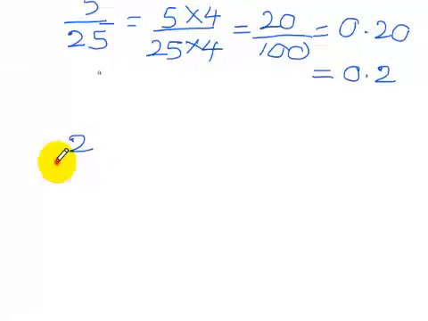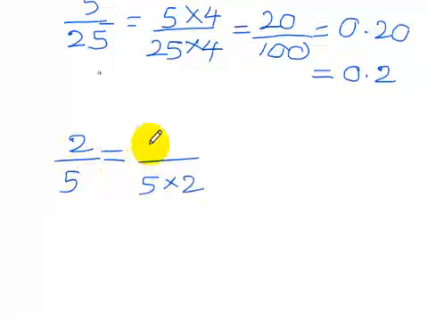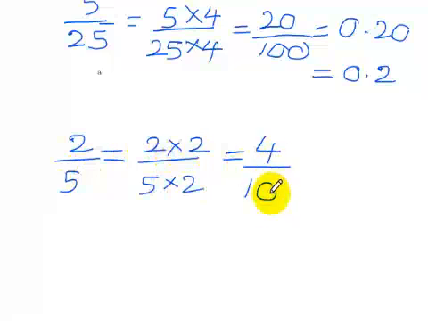2 over 5. I can convert this denominator to 10 by multiplying by 2. So I get 4 over 10. Here there is one zero in the denominator, so when I divide these two values, I can put one decimal place. Since there is only one zero here, when you divide, you get one decimal place. Answer is 0.4.